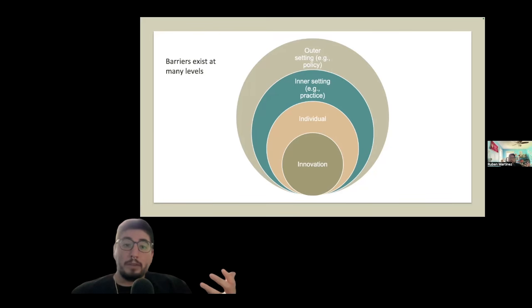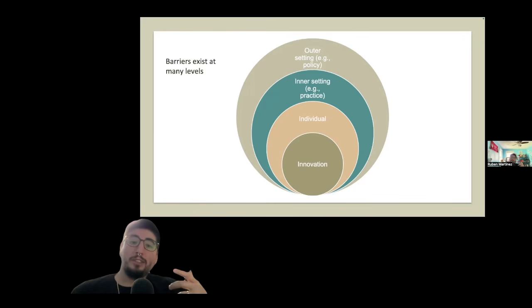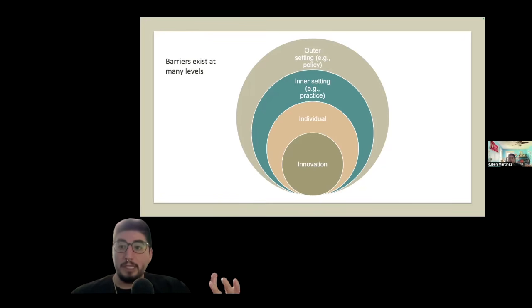Sometimes barriers exist at the individual level. Sometimes they're attitudinal. Sometimes it's self-efficacy. Sometimes there are things about knowledge, willingness to use. Those are all things that exist at the individual level. Sometimes barriers exist at the inner setting level. Sometimes it has to do with the space of your practice, the configuration your practice has physically. Sometimes it has to do more with practice policies and procedures.